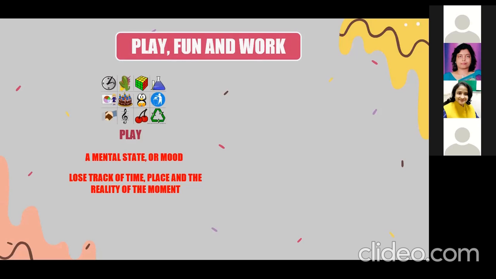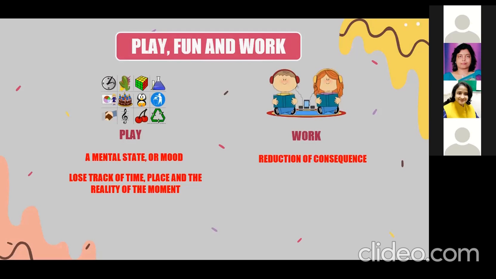So what can we do to minimize this burden on the learners? We can say that when we introduce work, we should reduce the consequence. Suppose if you do not submit your assignments by Wednesday, you will get a lesser grade. That is what we all say. That is a consequence of not performing. So if we can reduce this consequence, there will be more involvement of the learners.